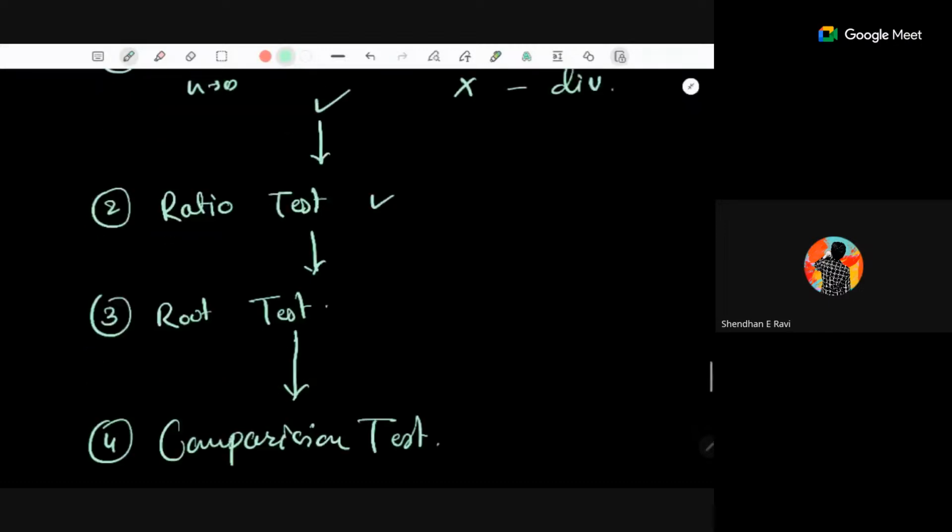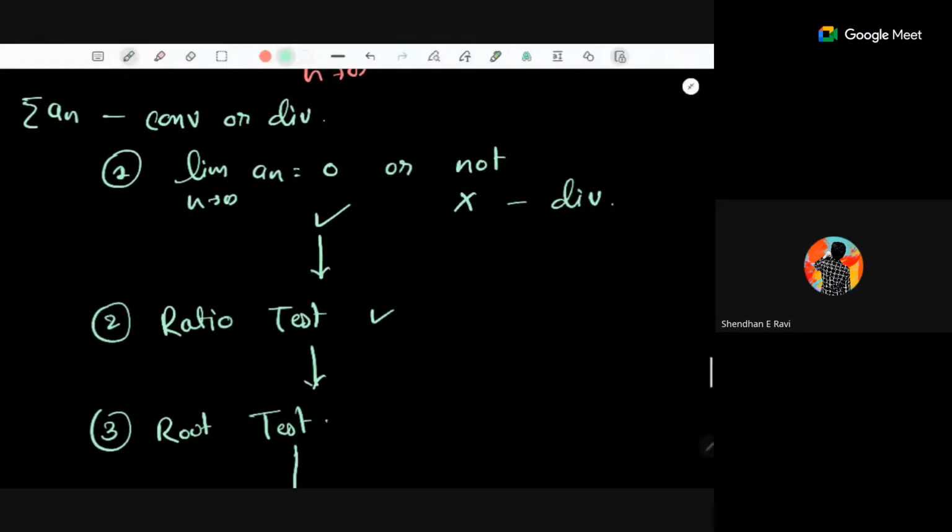Okay, so this is a pathway you should apply if you have any series given to you. And the question asked was whether that particular series converges or diverges. First thing is you need to check whether the limit as n goes to infinity of a_n is 0 or not. Because if it is not 0, the series can't converge. So it will become a divergent series.